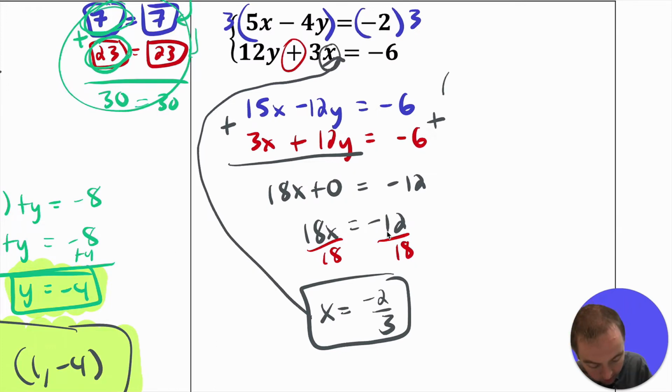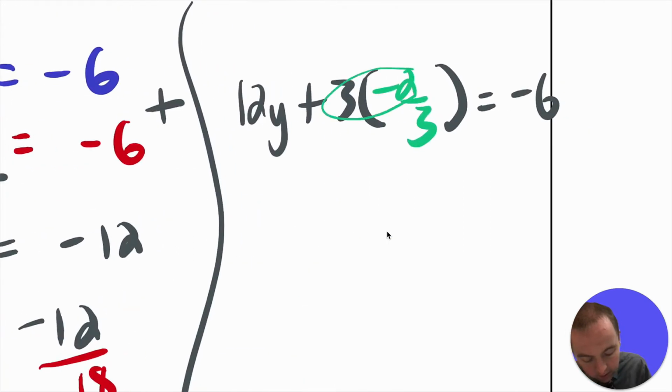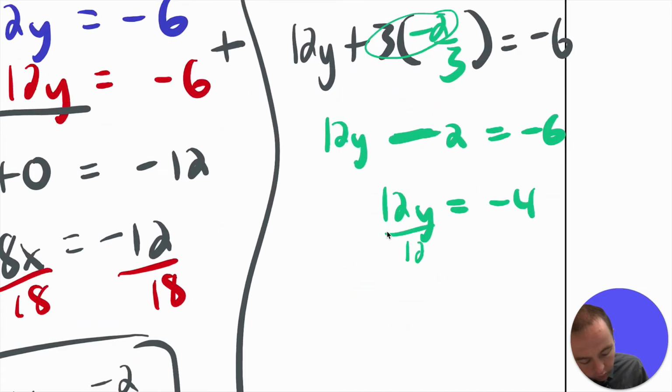So we can do 12 times y plus 3 times your x, where we're substituting in negative 2/3 right there. So it really becomes 3 times negative 2 is negative 6, and negative 6 divided by 3 is negative 2. So it's really 12y minus 2 equals negative 6. So you can add 2 to become 12y equals negative 4, and then divide by 12 so that you get y equals negative 4/12, or negative 1/3.